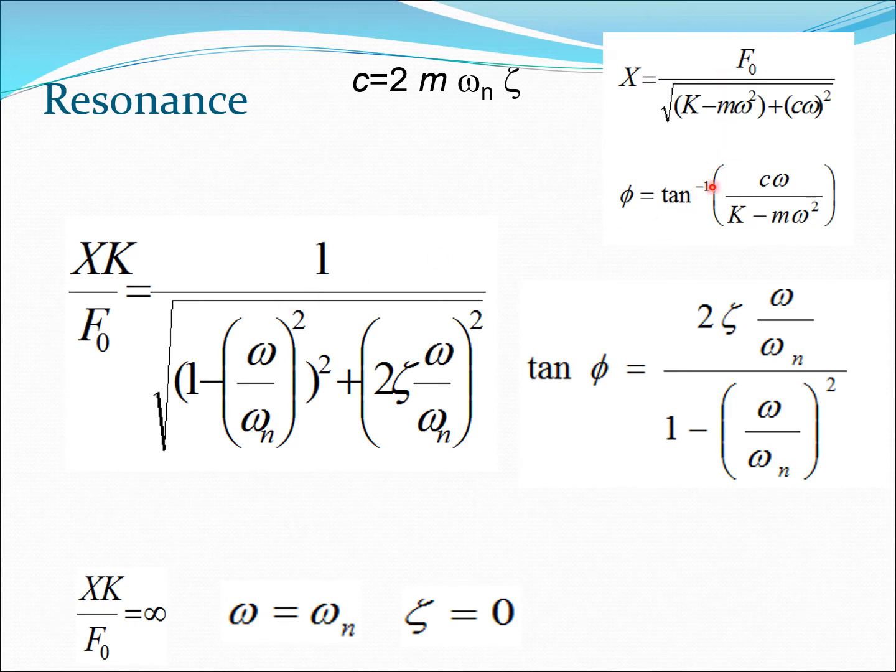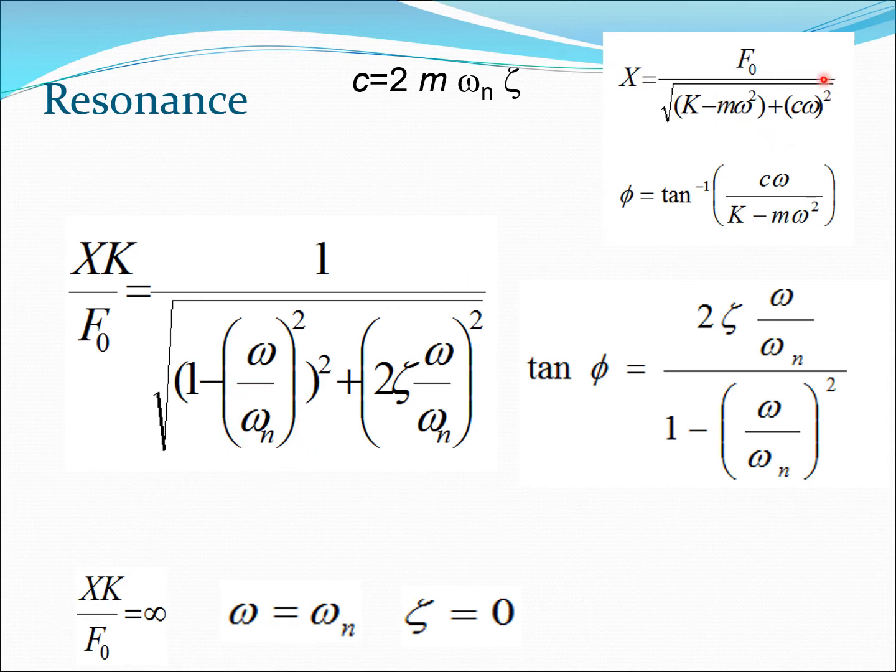So if we look at these two equations, they can be expressed in a better form by using some normalized parameters or non-dimensional parameters. So what we do is we divide this denominator term here by k throughout. And if we do that, then here we would get this term here, which is the natural frequency square.